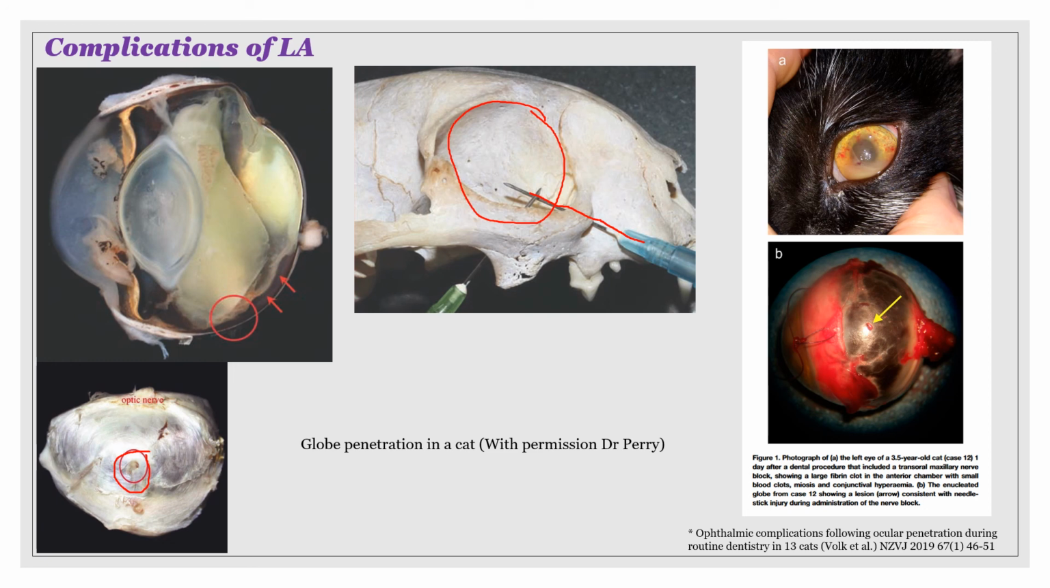There was a study done by Volk out of the New Zealand Veterinary Journal, 2019, that looked at the ophthalmic complications that can occur following ocular penetration during routine dentistry in 13 cats. You can see from the images here we have quite a marked inflammation occurring in the anterior chamber here and hemorrhaging as well. You can see the globe penetration, needle point penetrations in these areas here. So again, unfortunately in these situations, enucleation of the eye is often the only option that you've got.